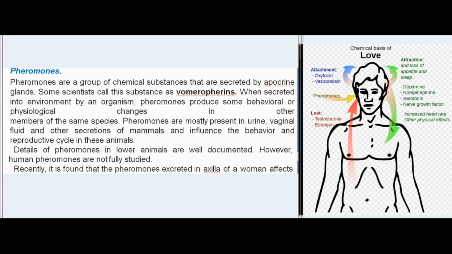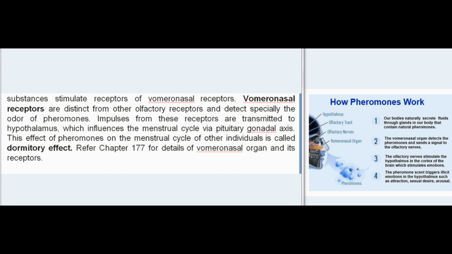Recently, it is found that the pheromones excreted in axilla of a woman affects the menstrual cycle of her roommate or other woman living with her. These substances stimulate vomeronasal receptors. Vomeronasal receptors are distinct from other olfactory receptors and detect specially the odor of pheromones. Impulses from these receptors are transmitted to hypothalamus, which influences the menstrual cycle via pituitary gonadal axis. This effect of pheromones on the menstrual cycle of other individuals is called dormitory effect. Refer Chapter 177 for details of vomeronasal organ and its receptors.